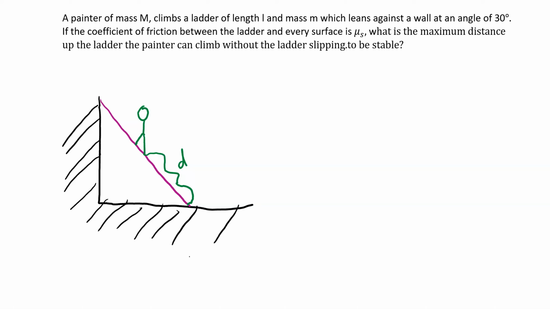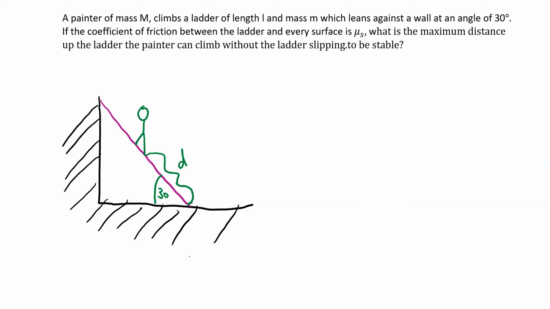Okay, so here's a classic equilibrium problem. A painter is climbing a ladder, which makes an angle of 30 degrees with respect to the ground, and the ladder rests against a wall and the floor. And it says that there's friction on both the wall and the floor. And then the question asks, how high up the ladder can the painter climb without the ladder slipping?